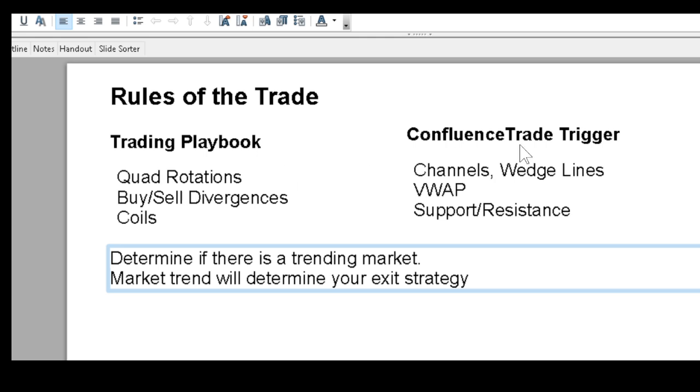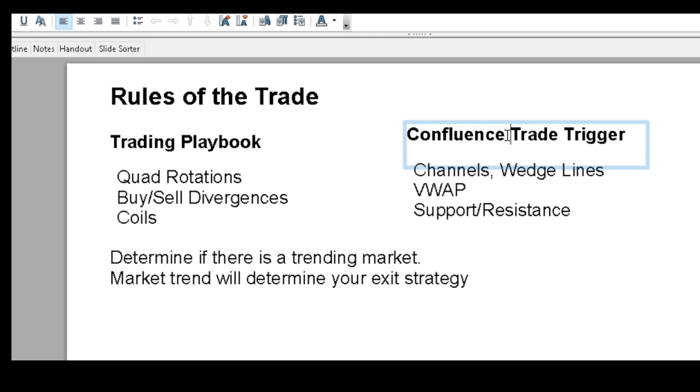Over here, I want to call it my confluence trade trigger. What I mean by that is we need something else to line up with these, and when we have that line up, that's our trade trigger. So if we have a quad rotation on a VWAP, or a quad rotation right on the channel, or a sell divergence right on the channel, or wedge lines. These are the three things we're looking for. We have channel lines, which I'll explain in a second. It has to be a 1-2-3 channel. And it's very important to determine if there is a trending market, because that's going to determine your exit strategy. This is just an outline of the basic rules we're going to be using.